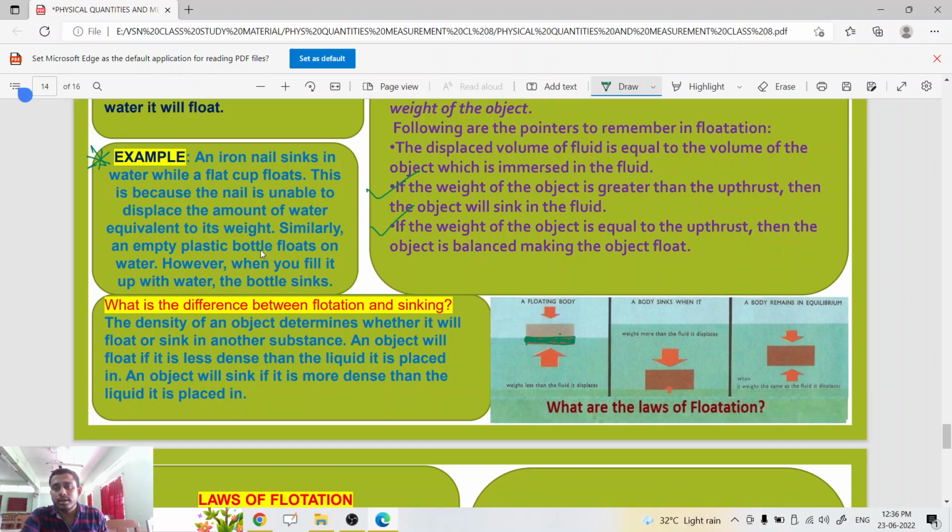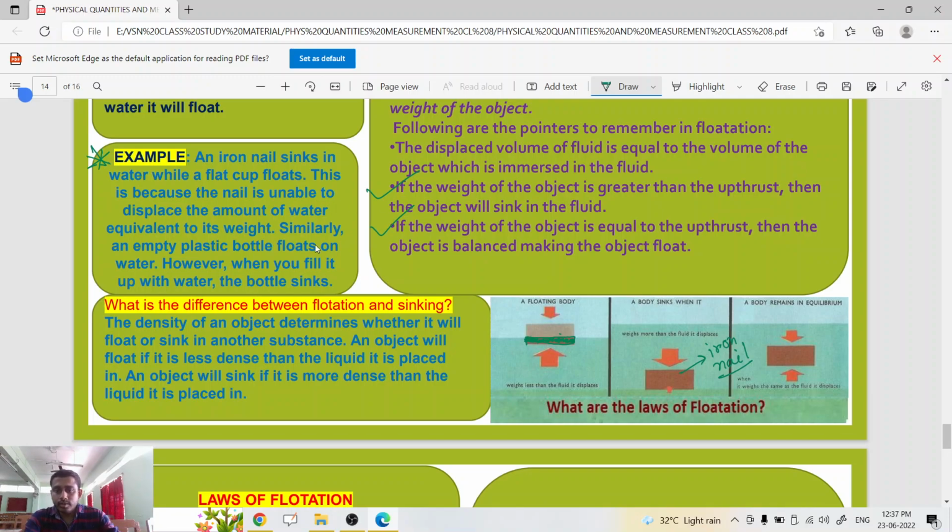Here you can take an example. For the first example, an iron nail sinks in water while a flat cup floats. If it is an iron nail, then the weight of the displaced water is less than the weight of the iron nail. That's why the iron nail sinks. But if we take a flat cup, then the weight of the displaced water is more than the weight of the flat cup. That's why the flat cup floats.